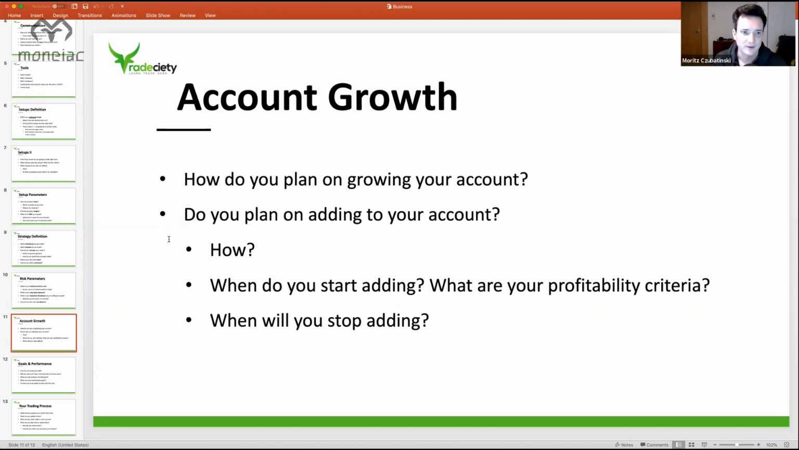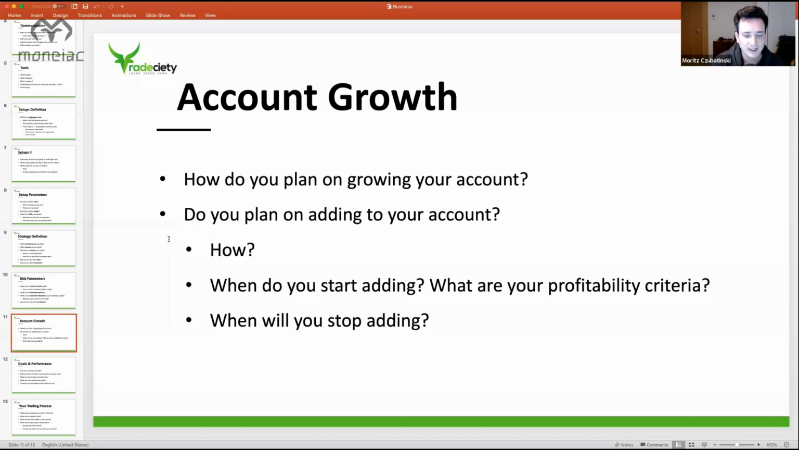Yes, account growth. How do you plan on growing your account? That feeds back into what Edward said before. So how do you plan on growing your account? Do you want to take more setups? Do you want to take more risk? Do you want to trade other people's money? Do you want to go into a copy trading service? And how are you going to add funds to your account? Those are all things you need to define.